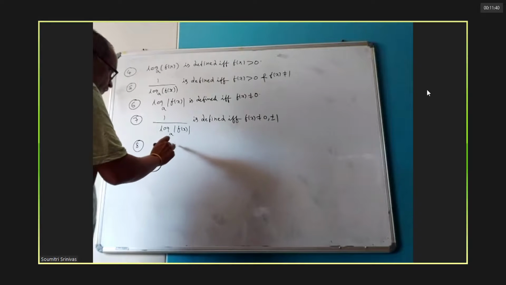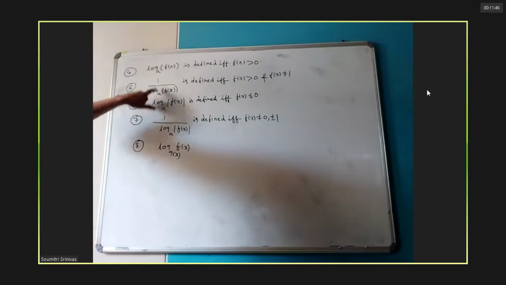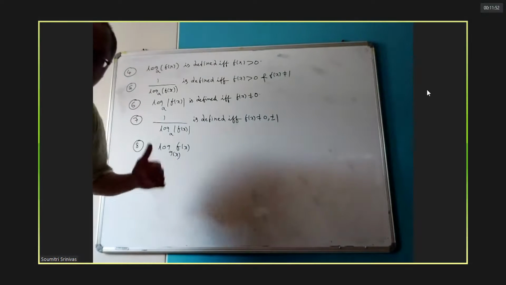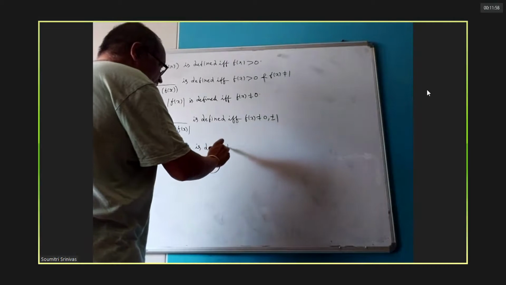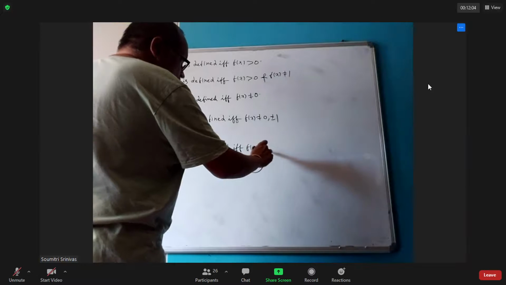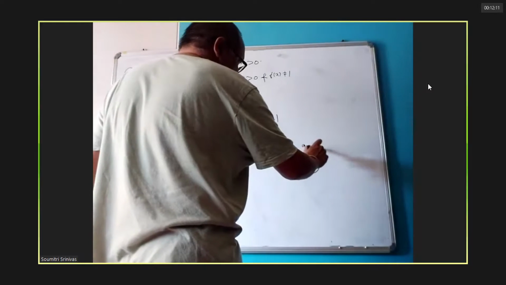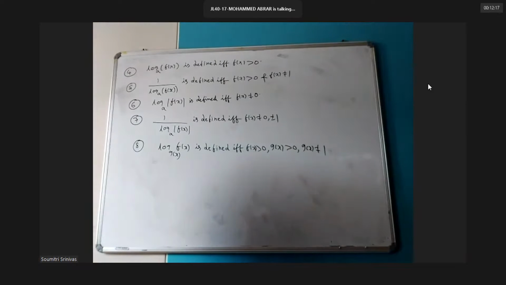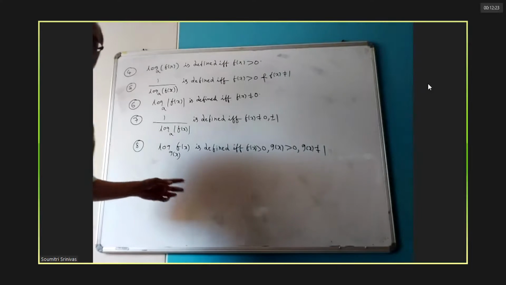Now log of f of x base g of x. The base here was given as a constant, therefore no problem. If the base also has a function, what to do? When is it defined? Someone will say if and only if f of x greater than 0, g of x greater than 0, g of x must not be 1. F of x also must not be 1 now, sir. If f of x is 1, log 1 base g of x will become 0.